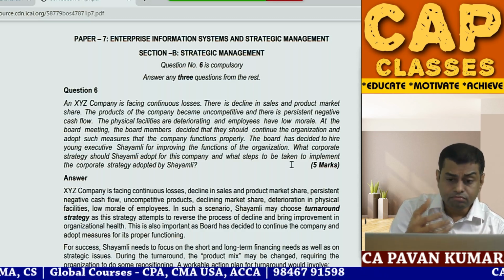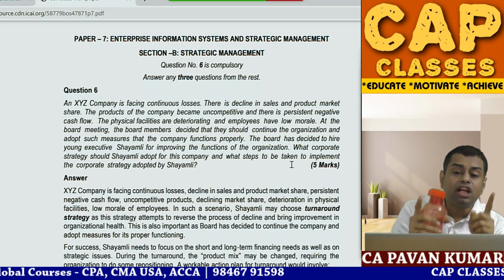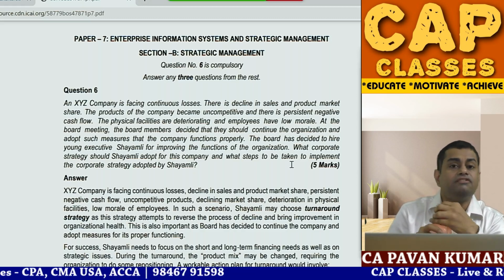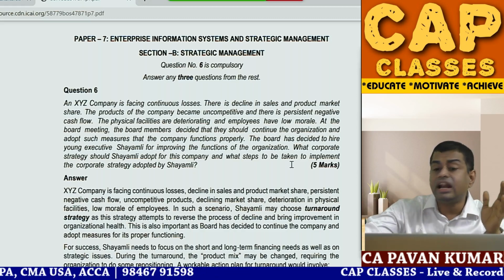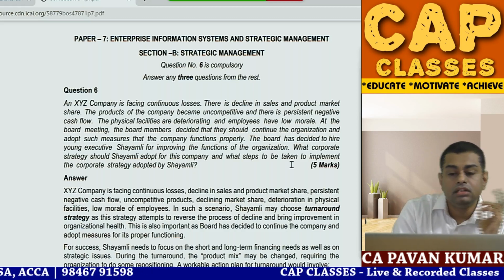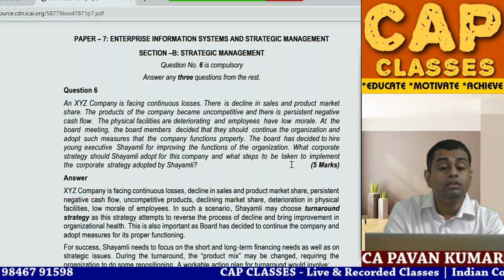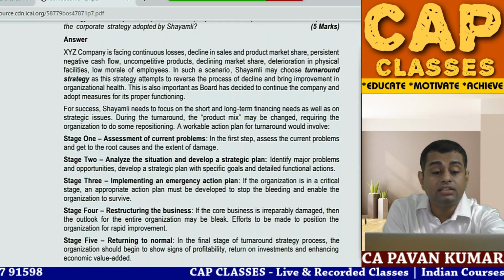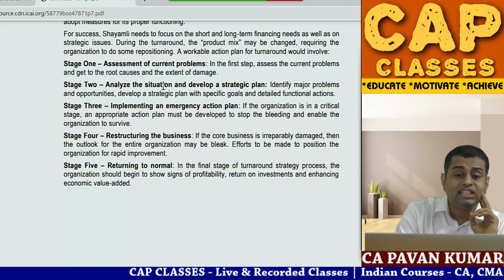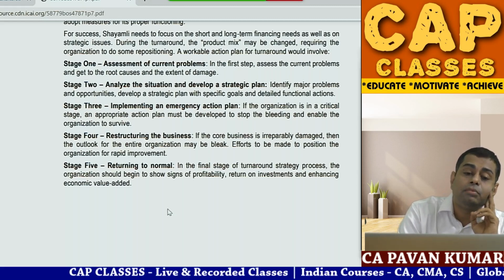Step 3, emergency plan, quick cash generating activities. 4, restructure the business and prepare a retrenchment strategy. 5, implement the strategy and try to go back to normal. Turnaround, go back to normal. That's all. So this is the answer. Step 1, 2, 3, 4, 5: assess the current problem, analyze the situation, develop a plan, implement action plan, restructuring the business, returning to normal.